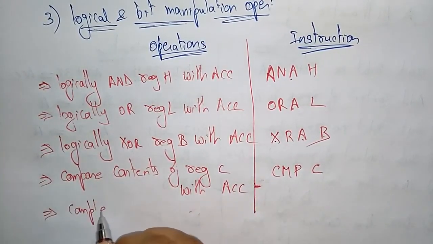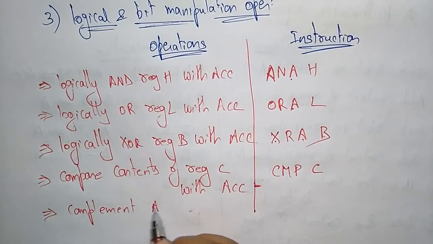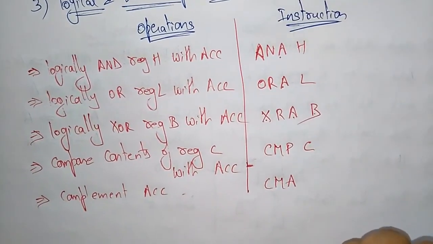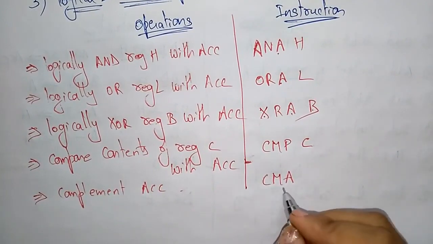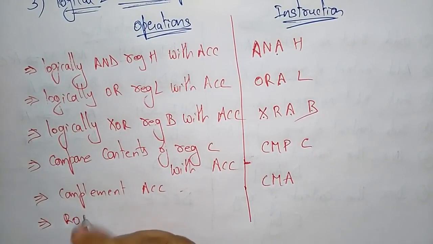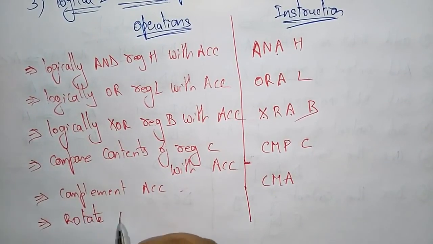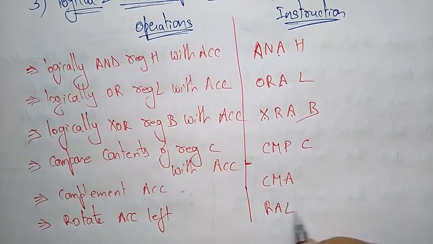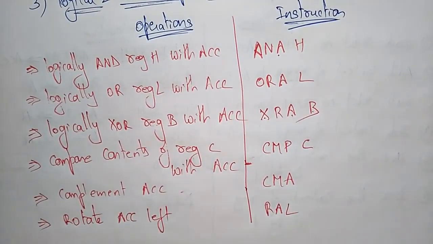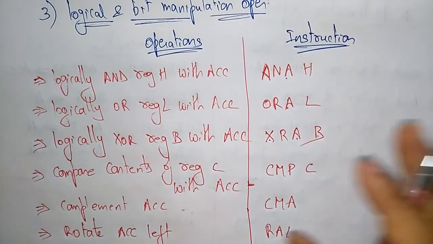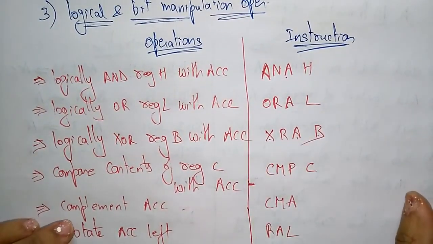Next, complement accumulator. Just write CMA. CMA means whatever the result that is present in the accumulator will be complemented. Rotate accumulator left: RAL. In the same way, rotate accumulator right: RAR. So these are all the different logical and bit manipulation operations used in the 8085 microprocessor.